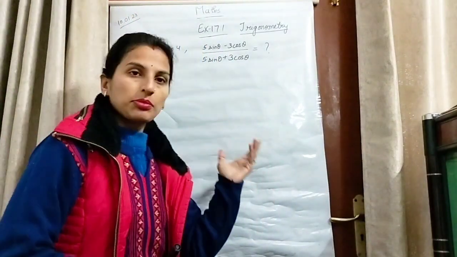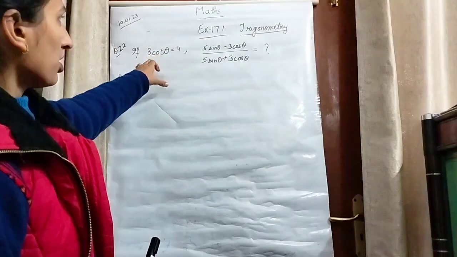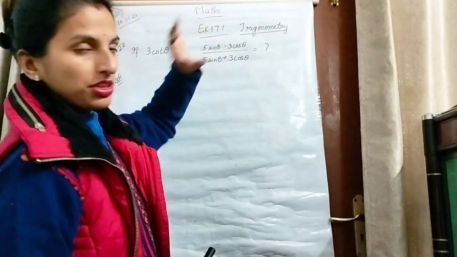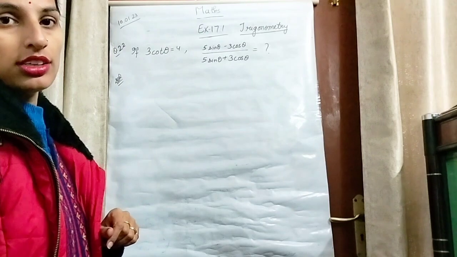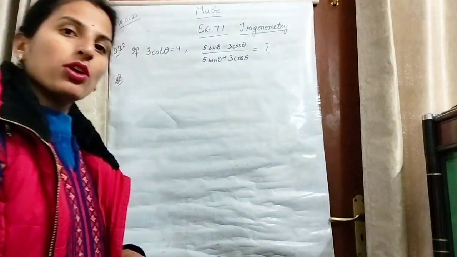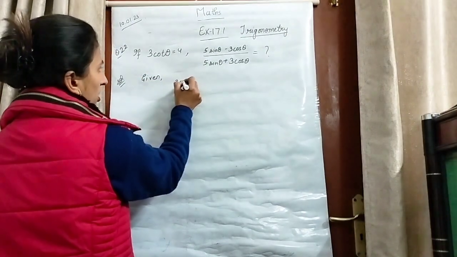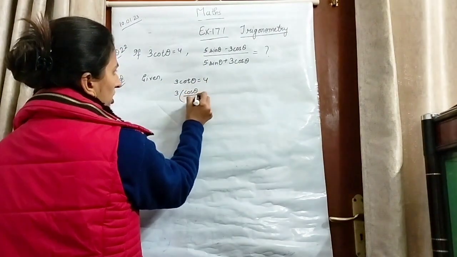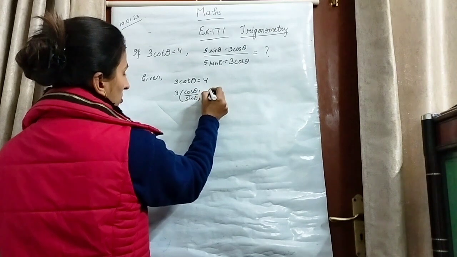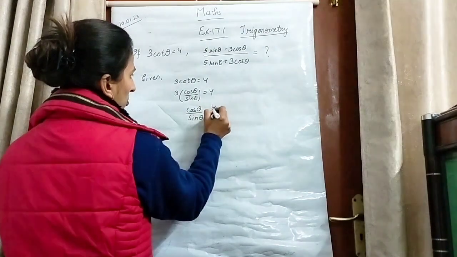Now come to question number 22. It is similar to question number 20. In this question, 3 cot theta equals 4, and the value of this expression is to be found out. And you know the relation between cot theta, sin theta and cos theta. Cot theta equals cos theta upon sin theta. See, it is given 3 cot theta equals 4. It means cos theta upon sin theta, that relation I am using. So cos theta upon sin theta equals 4 upon 3.